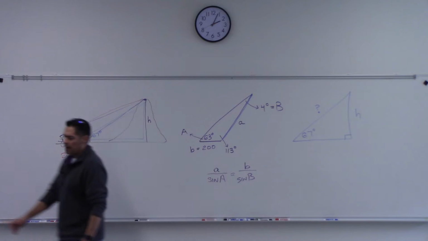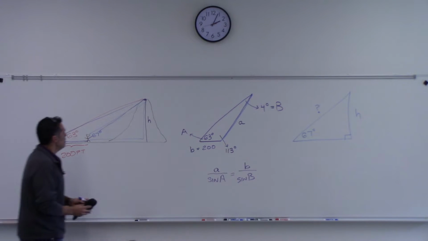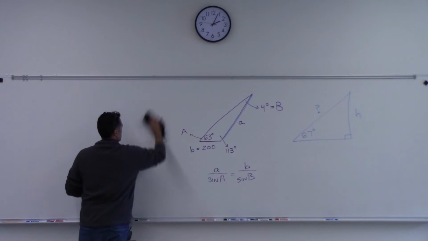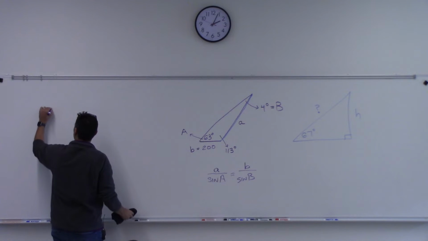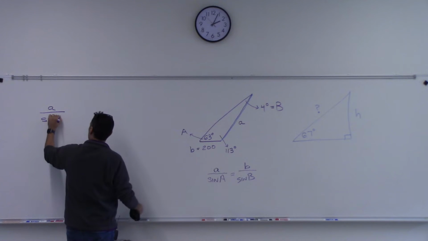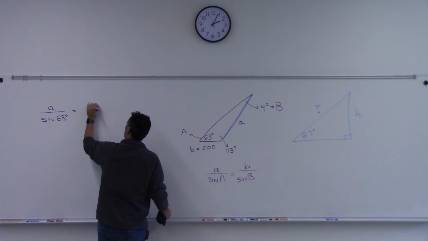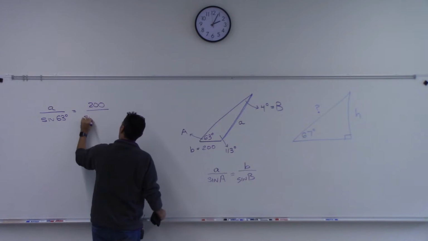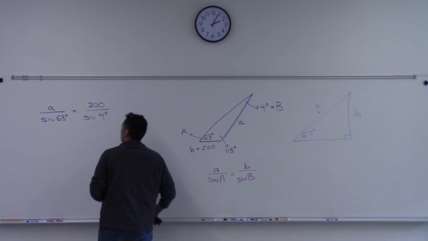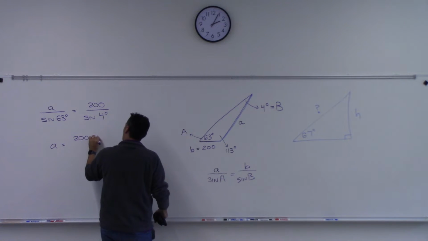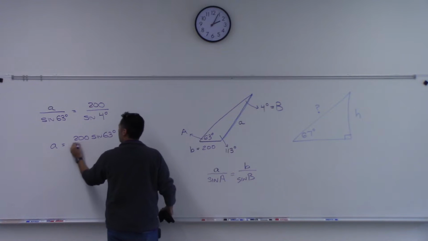Let's go ahead and plug things in. I'm going to erase this. So little a over sine of capital A, which was 63 degrees, equals little b, which was 200, over sine of capital B, which was 4 degrees. Then I solve for little a by multiplying both sides by sine of 63 degrees.